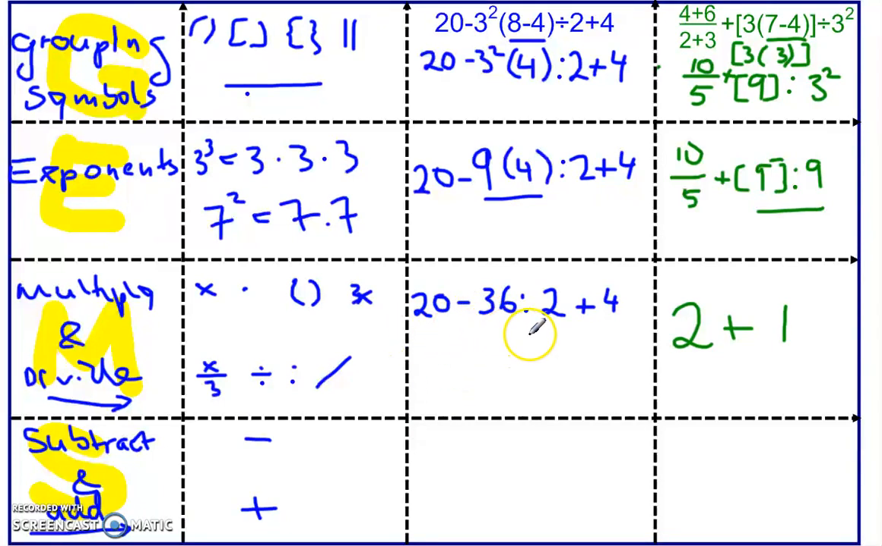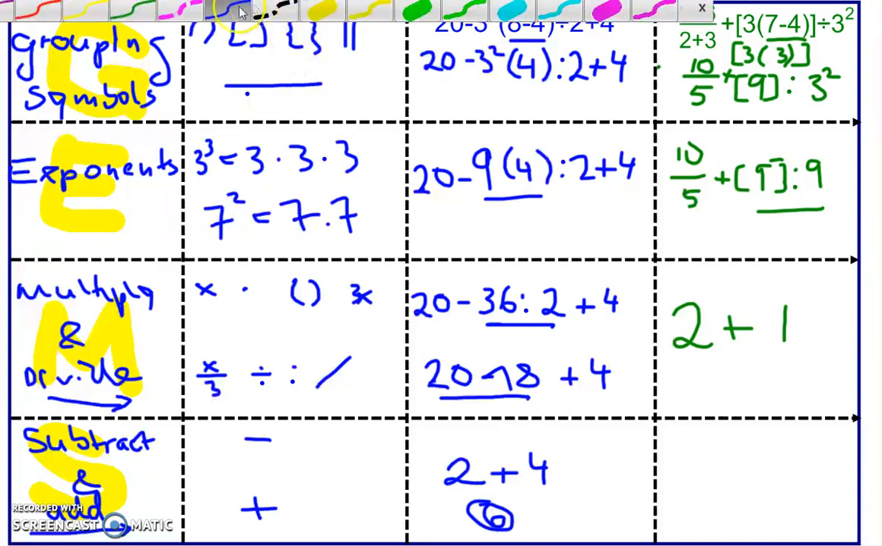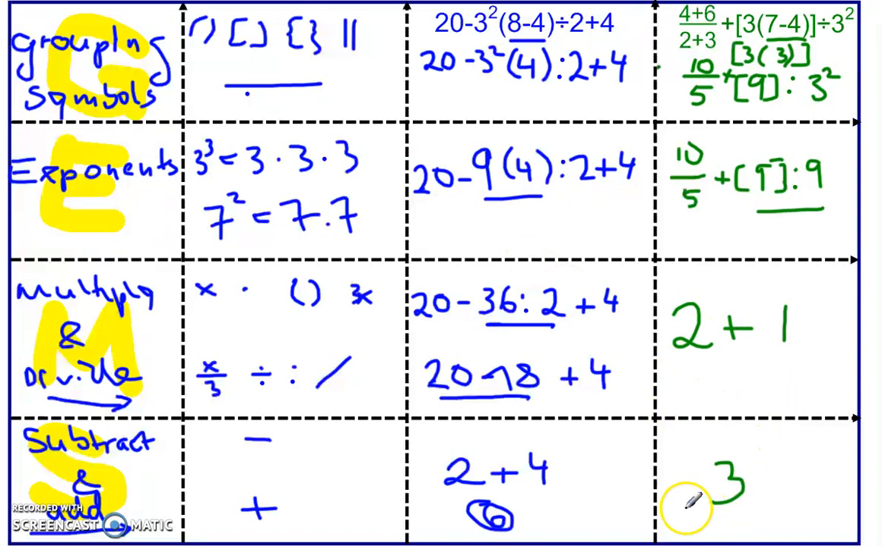Here we have a subtraction. Oh, looks like there is a step we forgot before we can subtract. 36 divided by 2. 20 minus 18 plus 4. Now we're left with nothing but adding and subtracting. 20 minus 18. This has to happen first. We don't add first. Subtract, because it comes left to right. 2 plus 4, and that gives us 6. And finally, over here, we get 2 plus 1, and that gives us 3.